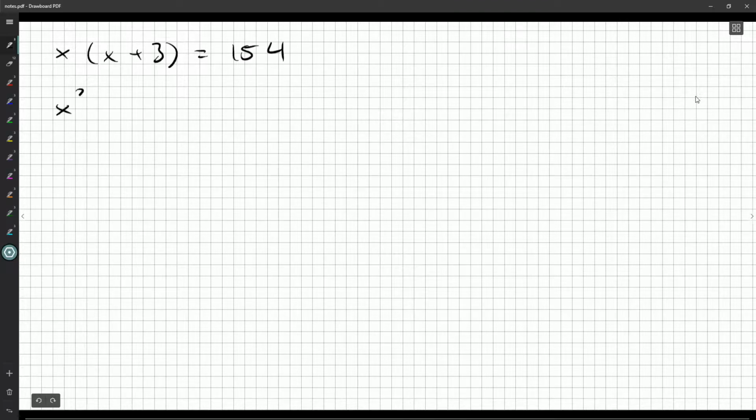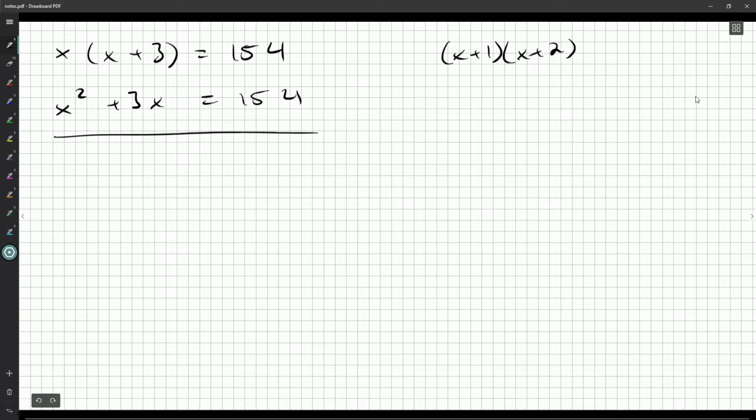If I expand this out, x squared plus 3x is 154. What are they asking me for? (x plus 1) times (x plus 2). That's the value they want to know. No one's asking me for x. So if I can avoid it, if there's a shortcut without me having to rearrange and solve this quadratic, then that's a better thing for me to try and do, right?